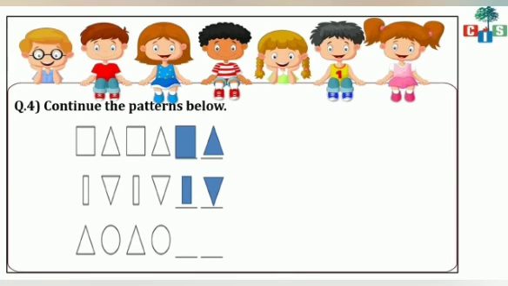It's a triangle, circle, triangle, circle. After that, triangle. And the last will be circle. Right? So students, we have done lesson number 5 revision.